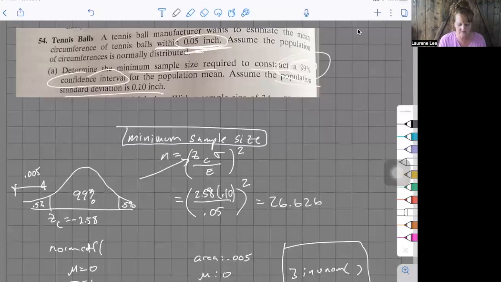I cannot survey 0.62 of a person. Okay, this is how many people I have to survey or sample. So this always has to round up to 27, because if I round down to 26, it's too low. The minimum is 26.6. So I always have to round up on this value and make that 27. And that will always be true for these problems.